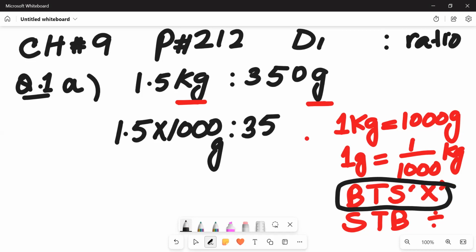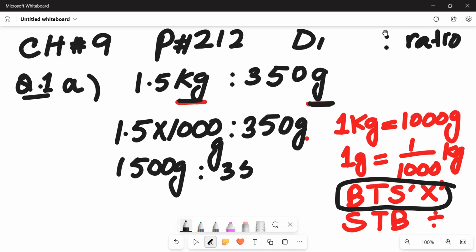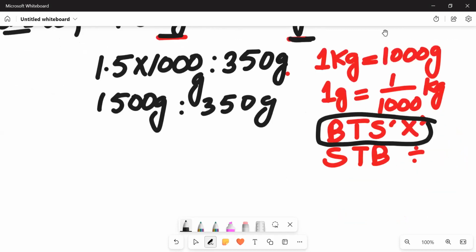and both quantities should be in the same measurements. We will convert these 1.5 kg to grams, because this is also in grams, so we have to change this also into grams. So this one will be 1.5 multiplied by 1000. It will be 1500 gram. Okay, 1500 gram is equal to 350 gram. Now we have changed both quantities into grams.